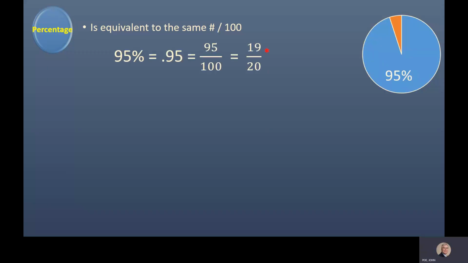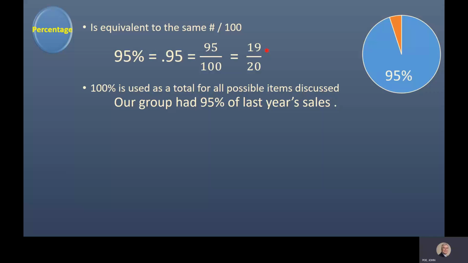Percentages deal with the same number that's over 100. In this case, 95%, if you're doing the math, is equal to 0.95. It's also equal, if you break that down to common denominators, to 19 over 20. So if 100% is all the items being discussed, then 95 is a good piece of that. Like our group sold 95% of last year's sales. The other group only sold 5%.